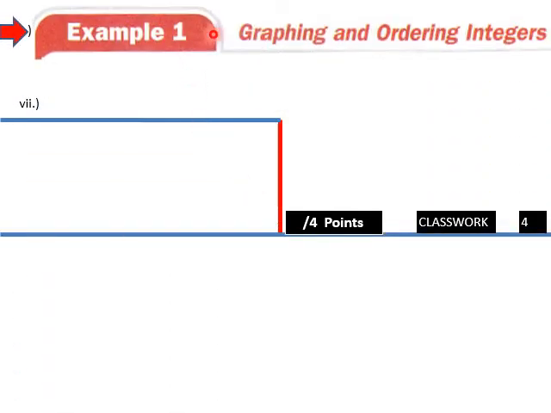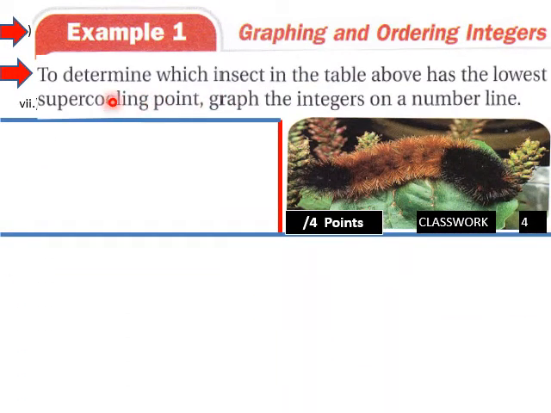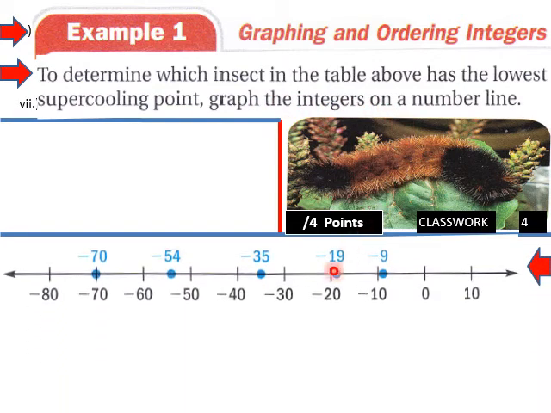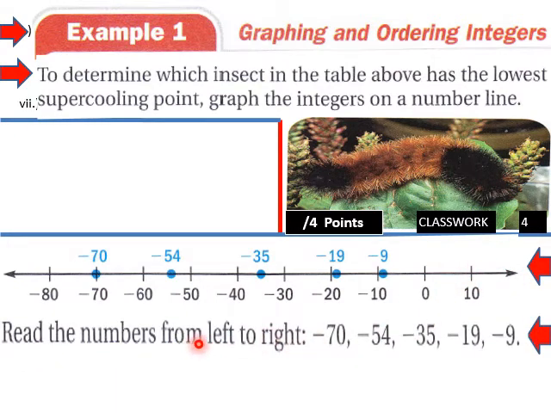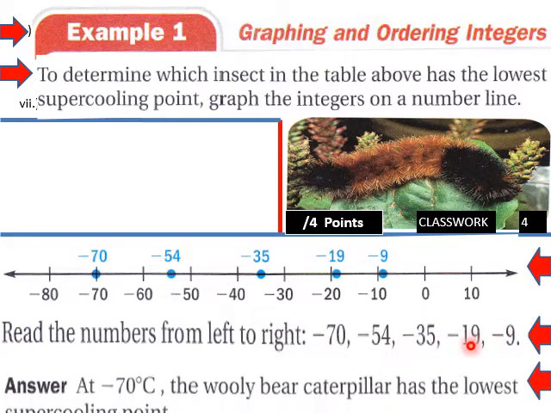Let's go into our first example here. Graphing and ordering integers. To determine which insect in the table above has the lowest supercooling point, graph the integers on a number line. So here's our number line, and then here is our graph of the supercooling points of the previous table: negative 70, negative 54, negative 35, negative 19, negative 9. Here's 0 here. Here's your origin. So we're way over here with our negatives. This will be the positive side of the number line. So read the numbers from left to right: negative 70, negative 54, negative 35, negative 19, negative 9.